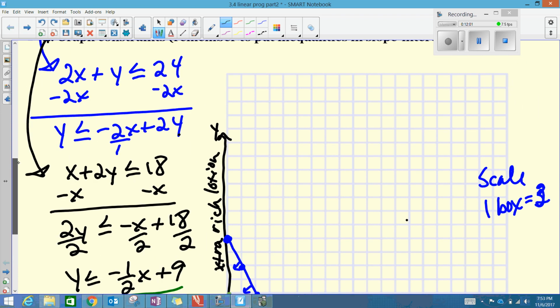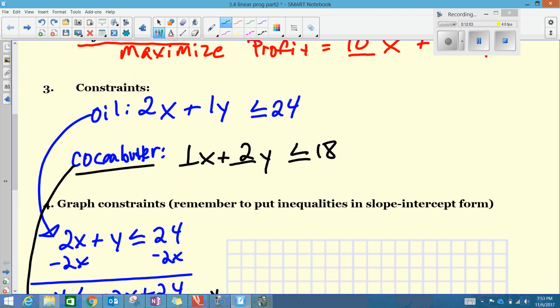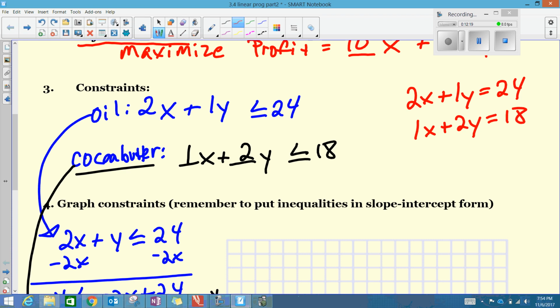Well, we know from our quiz we just took that we can use many methods to find out where these two lines intersect. So I'm going to quickly go ahead and make them equalities, because we're just trying to find the point where they meet. And I'm going to use elimination on them real quick, and that'll tell me where they meet, right? So up here I'm going to multiply this one by -2. Okay? So this becomes negative 4x minus 2y equals negative 48.